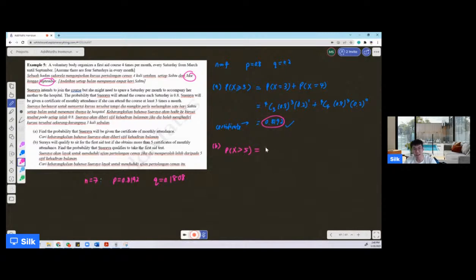So I want more than 5. It means that it's 6 or 7. So I apply the formula. 7C6, 0.8192 power 6, 0.1808 power 1, plus 7C7, 0.8192 power 7, 0.1808 power 0. And get the answer.